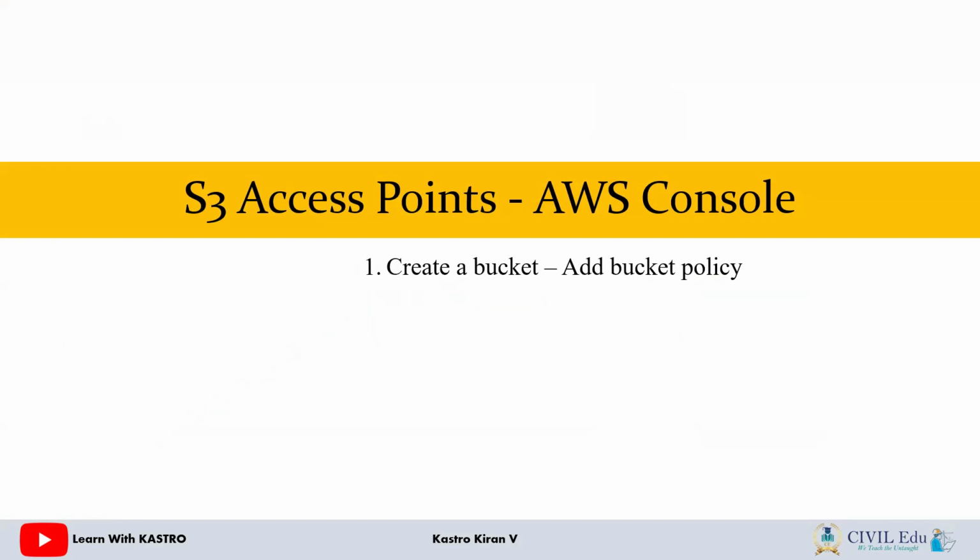Once we create the bucket and add the bucket policy, inside the bucket I will create 2 or 3 folders. Let's say I have 2 teams in my company, so I'll create 2 subfolders. If there are 3 teams, I'll create 3 subfolders. If there are 10 teams, I'll create 10 subfolders inside the bucket. Just for our case, I'm going to create either 2 or 3 subfolders inside the bucket.